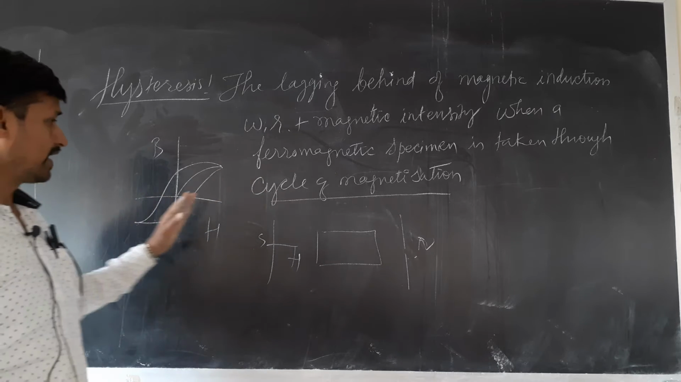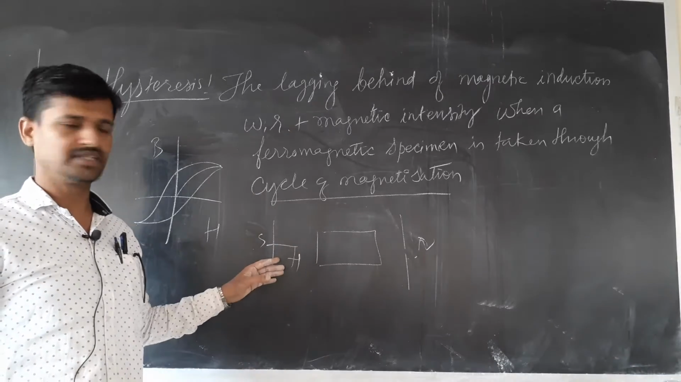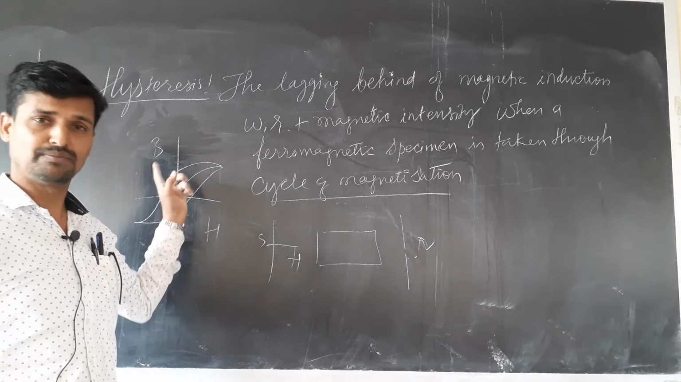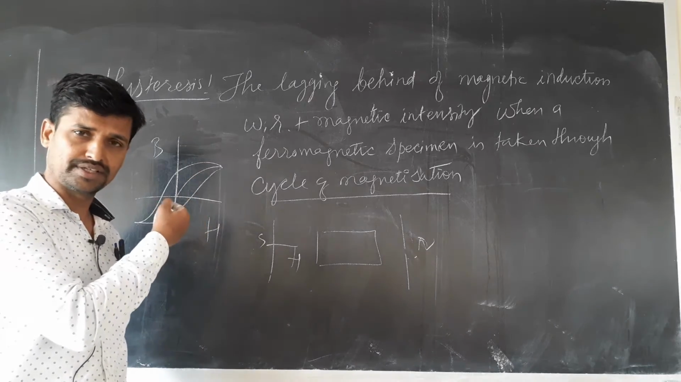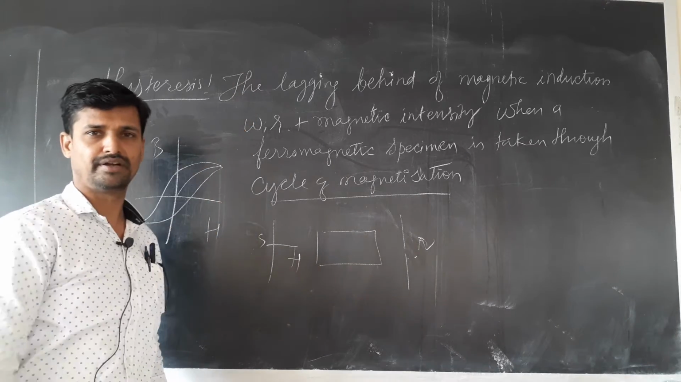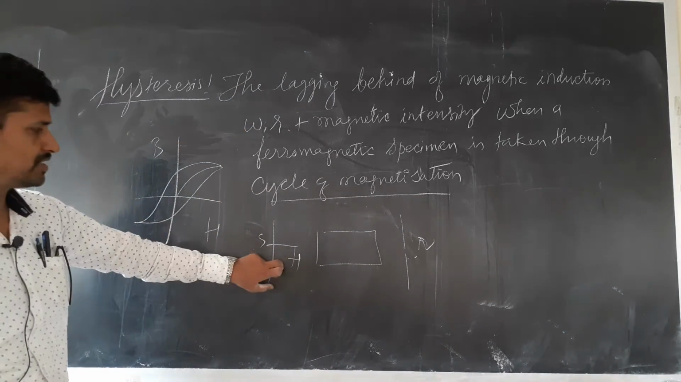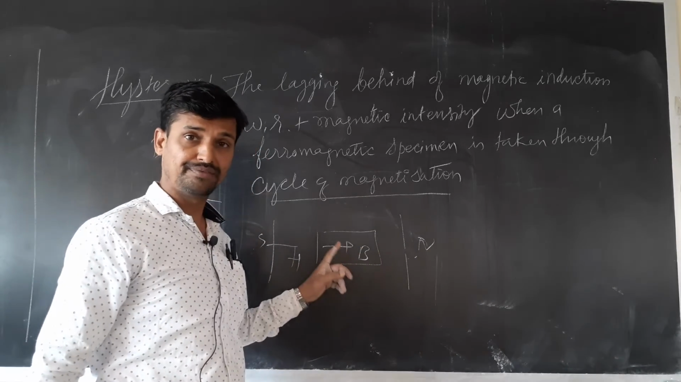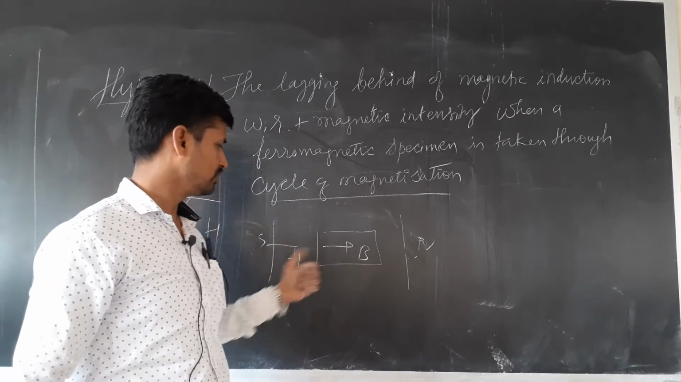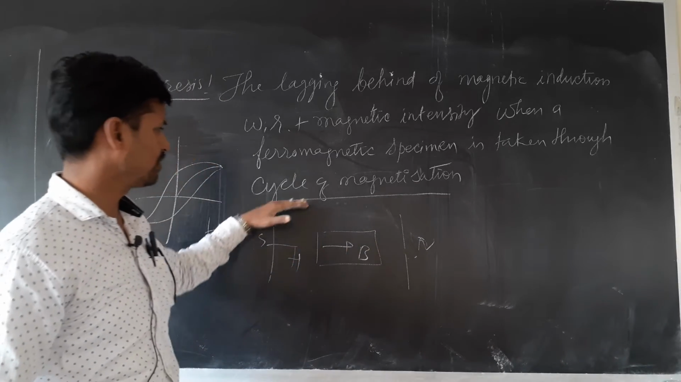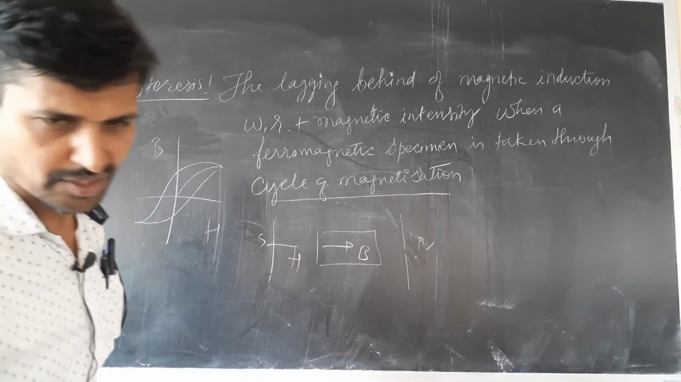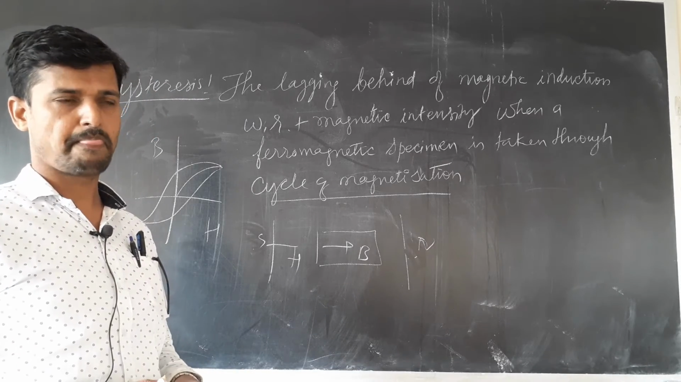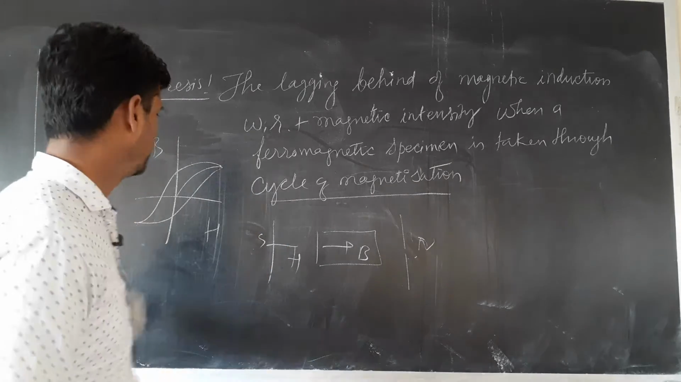So, in a cycle of magnetization, the magnetic field is increased from 0 to maximum, decreased from maximum to 0, reversed in direction and the same process is repeated. Go on changing H and keep on observing the magnetic field developed inside. This process is called a cycle of magnetization. This definition you will also understand when I explain the curve itself. Let us see.